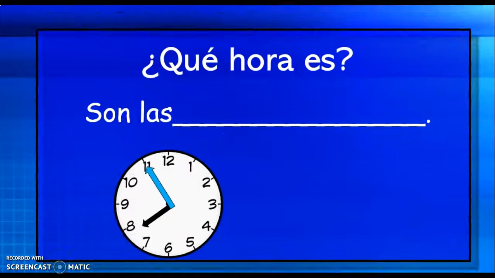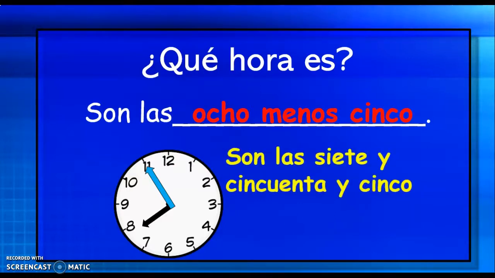¿Qué hora es? On this clock, it's easy to see that it's 5 minutes until 8. So remember, you can use the expression with menos. So you could say, son las 8 menos 5. Of course, if you wanted to, you could also say, son las 7:55. Either would be acceptable.